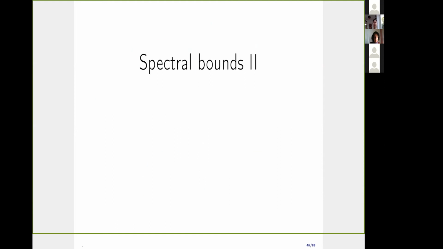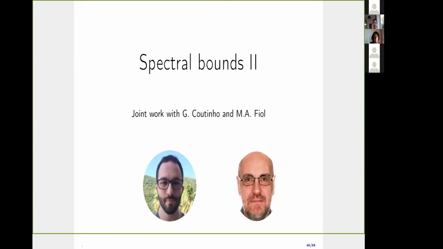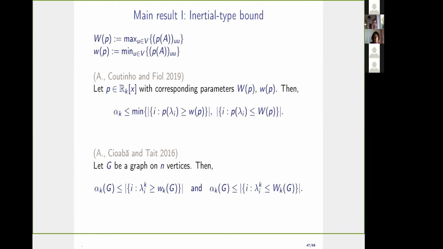The second part was joint work with Michelangelo Fiol and Gabriel Coutinho from Brazil and Barcelona, respectively. I'm not going to give the proof of this because it goes along the same lines as the previous proofs I already did. It's just a bit heavier notation-wise. We need to define the same parameters, these W's, counting the maximum number of closed walks of a fixed length k, and then for any polynomial. So now we are not only looking at A to the power of k, but at any polynomial of the adjacency matrix, right? And then you can do the same story. You can write down an inertia type of bound and therefore generalize the previous result by us.